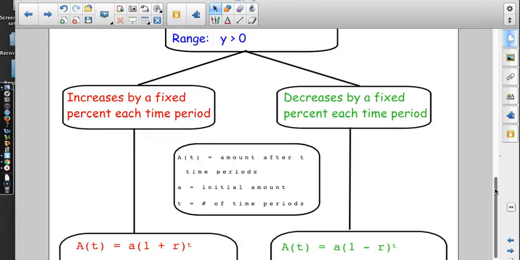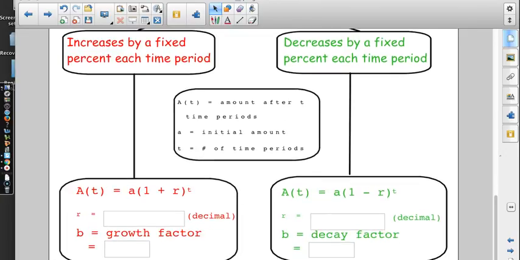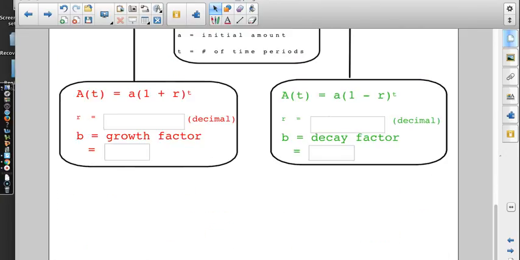Now this says A of t is the amount after t time periods. Little a, lowercase a, is going to be the initial amount, and little t is going to be the number of time periods, because we need formulas. If we're going to figure this stuff out, we need formulas. And the first thing I notice about this formula is it has a plus. That means things are going to get bigger. They're adding. R is going to be the percentage increase as a decimal, because whenever we use percentages in our math formulas, we have to move the decimal over two places and use that for the math. B is called the growth factor, and that growth factor is 1 plus R.